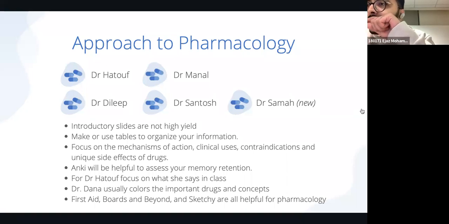We have to make tables like we did for POD. In POD, you had Mariam Al-Tayyib's tables, and you edited them, and some of you made your own tables. For this one, most of the doctors that teach you are different from what the doctors taught us. So I would advise making your own tables just to organize your information.